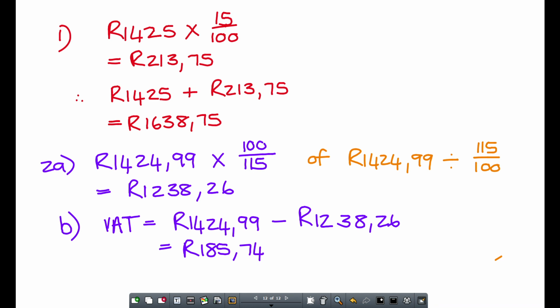Nee, is julle reg daar? Any questions there? What they also did is they, instead of subtracting the two, you could have said, take the original price, 1,424 en 99 cents, en ek wil mos nou net weet wat is my tax. Nee, so I'm going to say times 15 op 100.